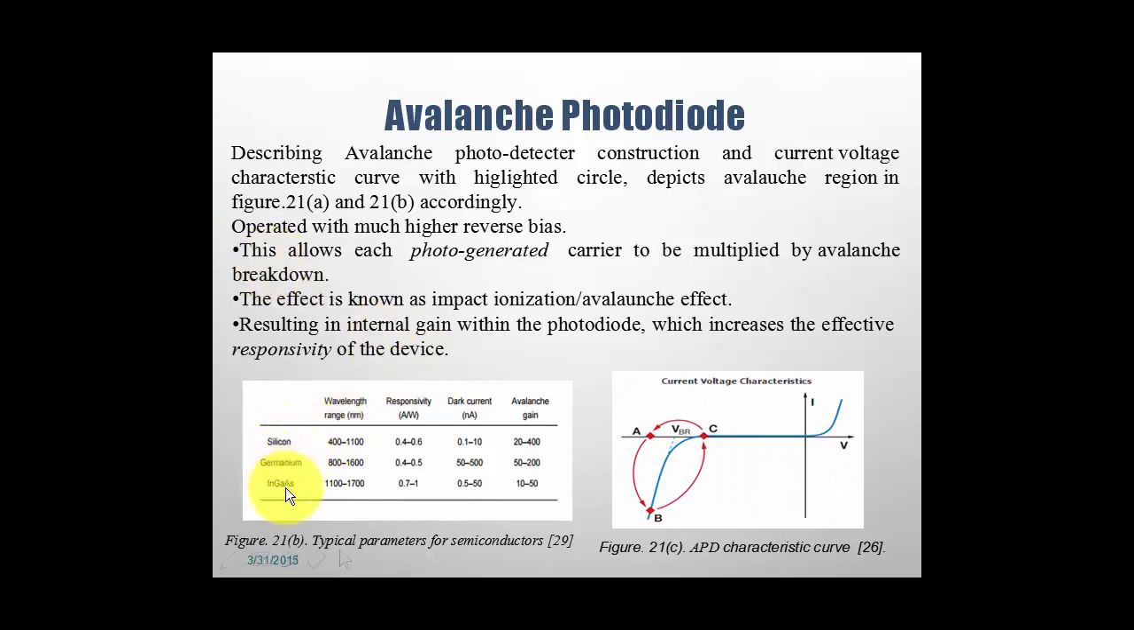Silicon, germanium, and indium gallium arsenide, along with the wavelength, responsivity, dark current, and avalanche ranges, are mentioned here, and the avalanche photodiode will be operated in this region.